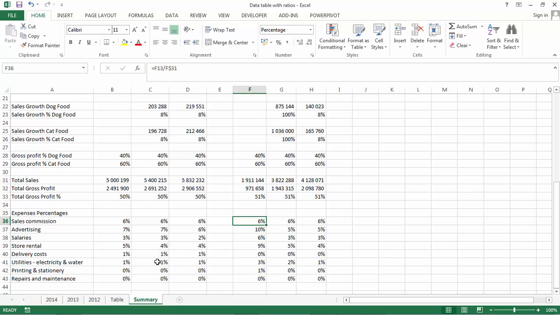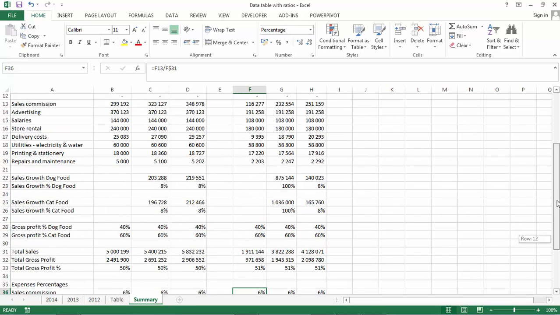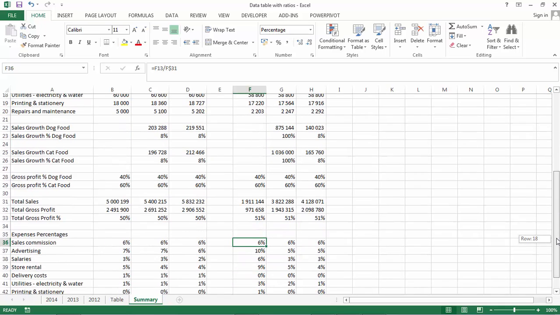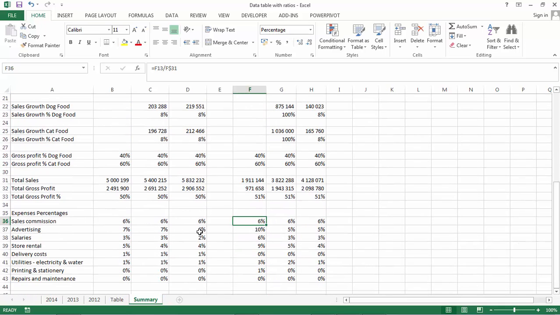Okay, so now we can see some patterns. So sales commission as a percentage of sales is 6%, and we'll definitely want to use that in our model. Delivery costs are about 1%, and we'll definitely want to use that in our model. We have salaries and utilities which have different percentages. So those are not variable costs, those are fixed costs. Printing and stationery and repairs and maintenance are also not typically variable costs, and we're not getting consistent percentages.